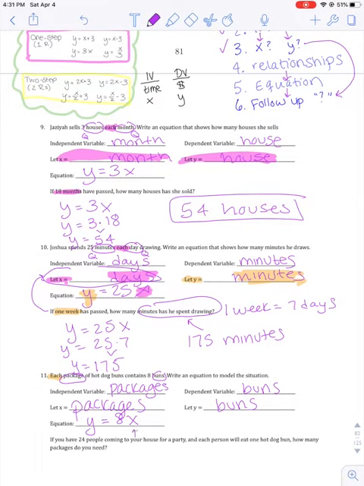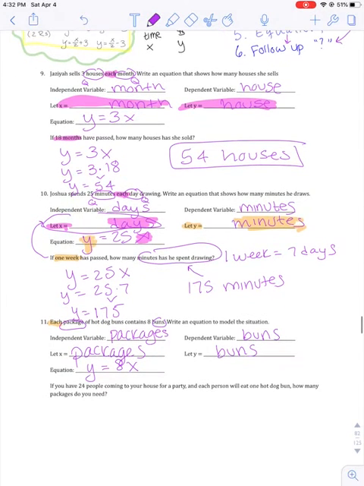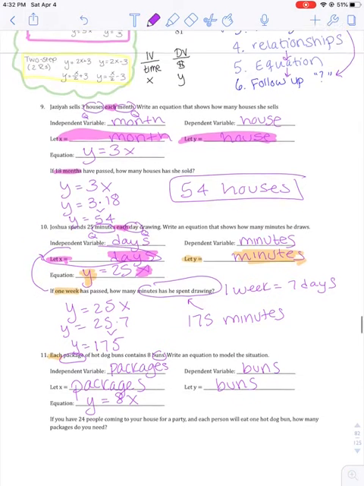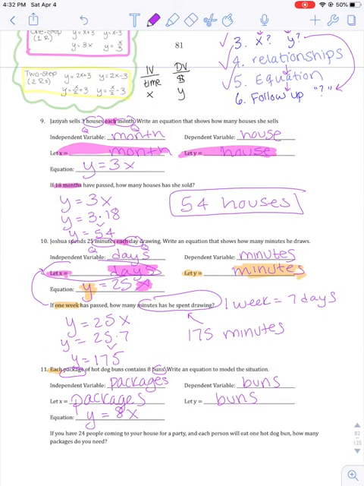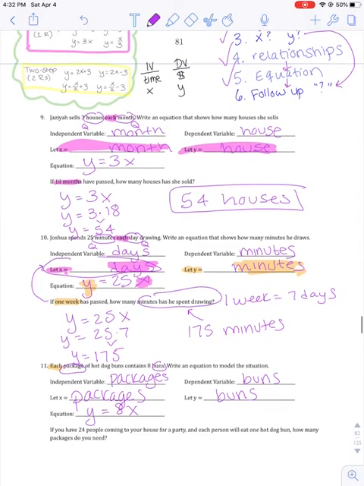y equals 8x. You take the number of packages, which is x, here's x, multiply it by 8, and get y, the number of buns you get. That makes sense to me. So we did the relationship, we did the equation, and now the follow-up question. I need the equation for it.